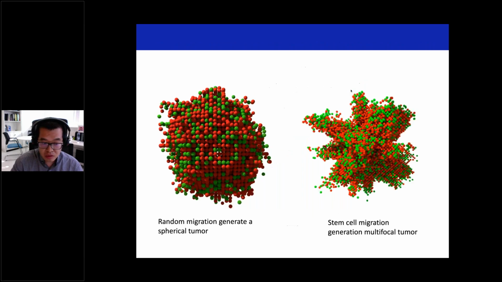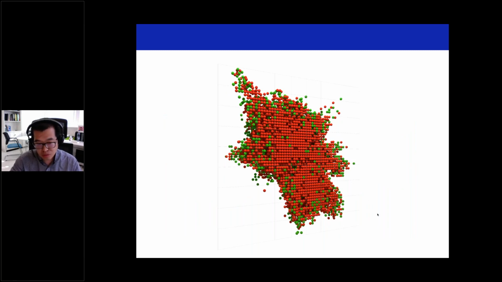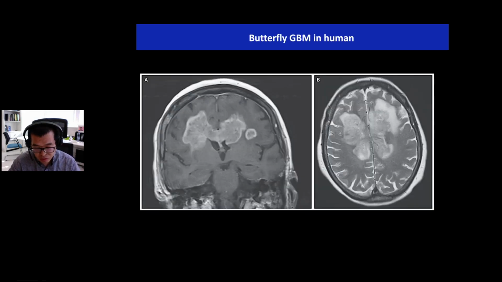Additionally, she found that if you allow every cell to migrate in this model, with green indicating stem cells and red non-stem cells, you get a sphere-like structure. And if you allow only the stem cells to migrate, you get a branching, very invasive phenotype, which I think fits. If you section this model, you will see the green stem cells stay outside. And I don't think I need to introduce to this audience that GBM is probably one of the most invasive solid tumors, and you quite often have this branching butterfly phenotype.